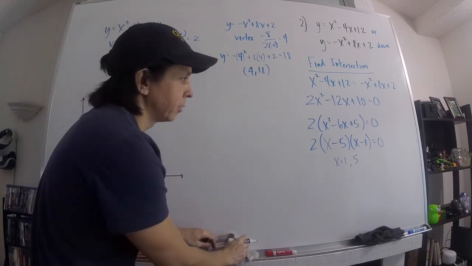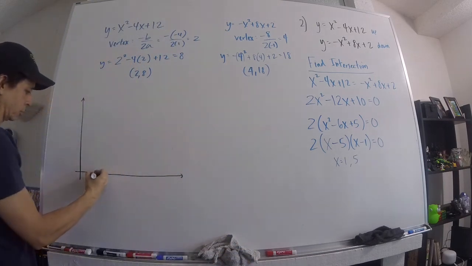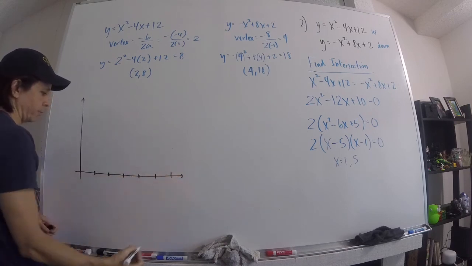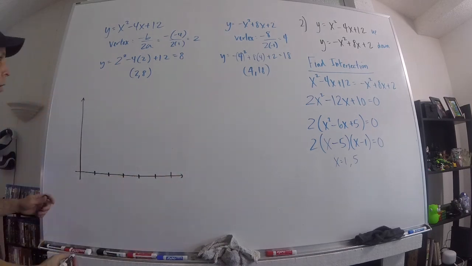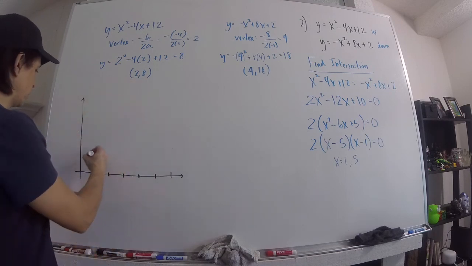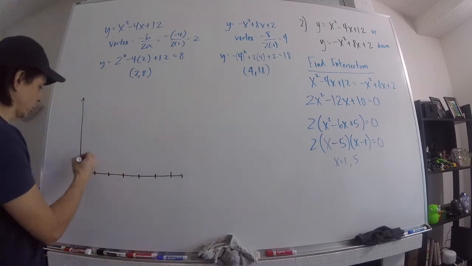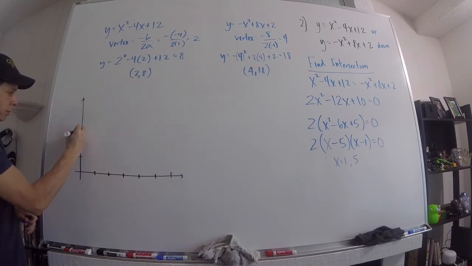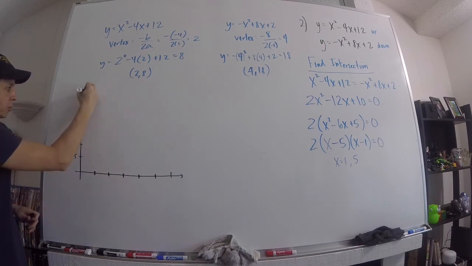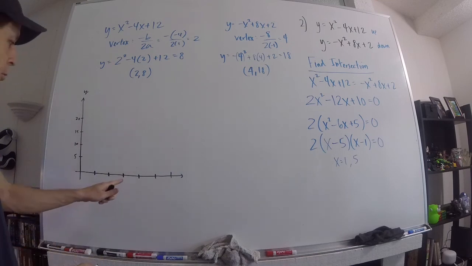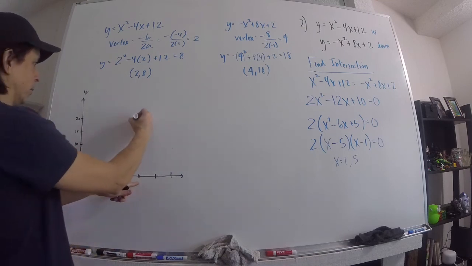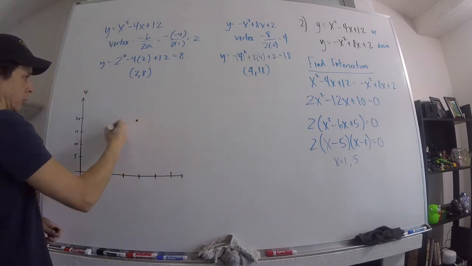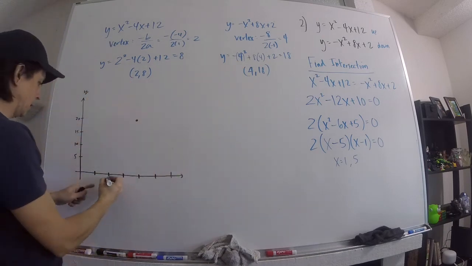Okay, so I've got 1, 5, 4, and 2. Let me just go 1, 2, 5. I'll go up to 6. This one's gonna have a vertex at 2, 8, and that was 18. So let me just scale it like 5, 10, 15, 20. Again, this is way more detail than you need. 4, 18. That's the upside down one. So it's gonna go like that. 2, 8.